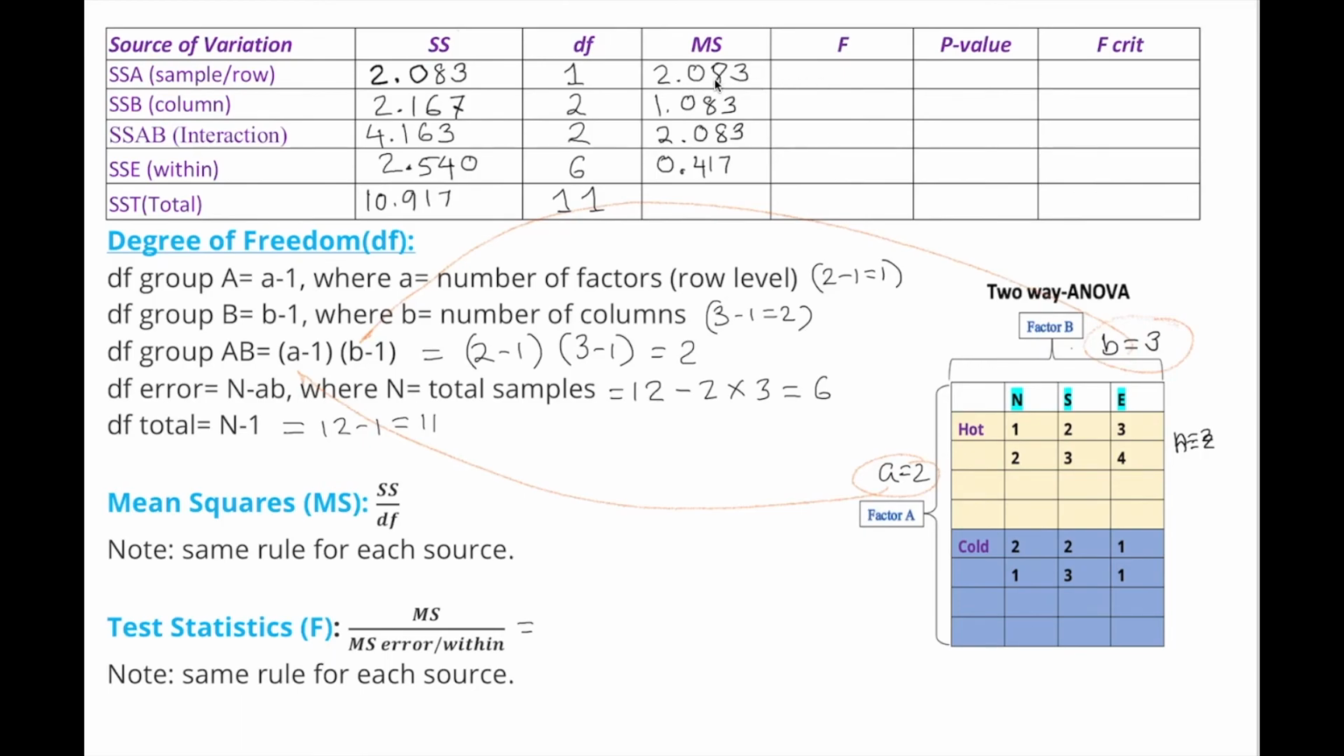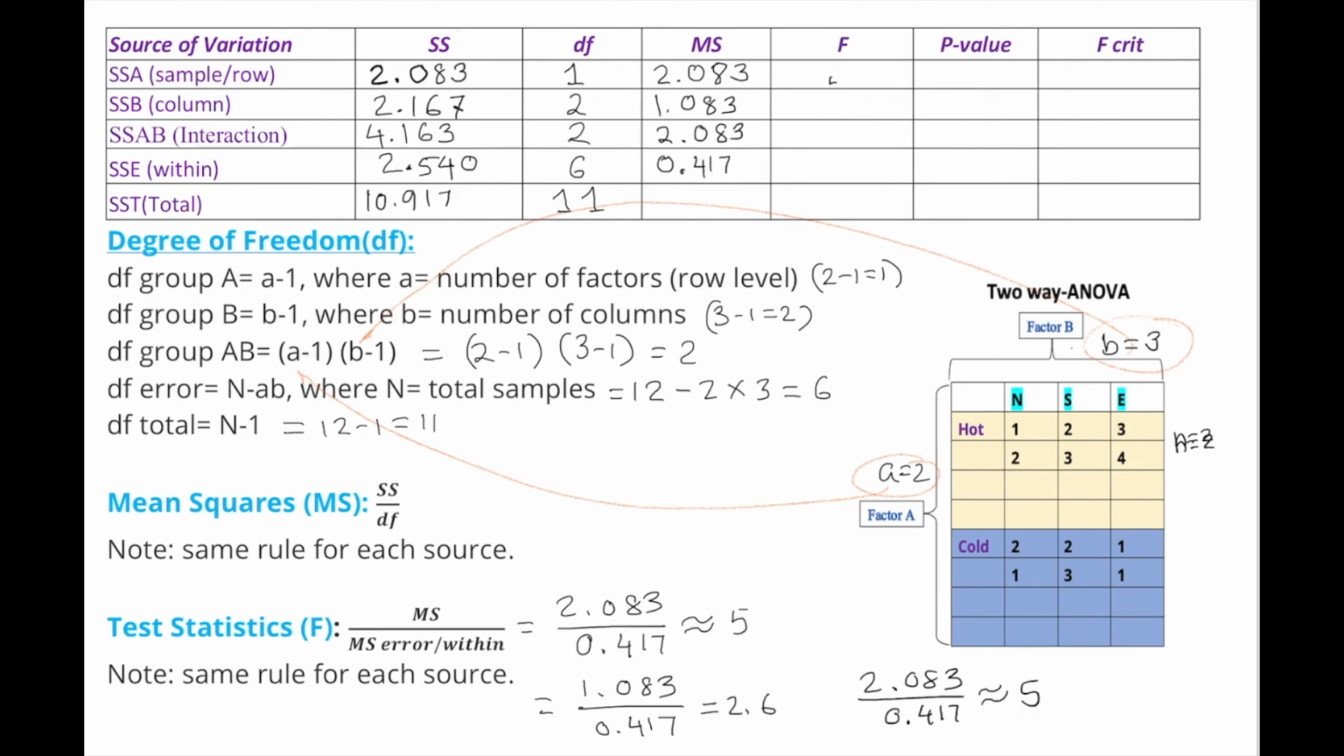So let's take a look here. 2.083 over the mean square error, 0.417, is 4.417, and that approximately would give us 5. We keep doing the same thing for the rest of them. For example, 1.083 over the same 0.417 gives us 2.6. And the next one, 2.083 over 0.417, would approximately be also 5. So we get a 5 here.